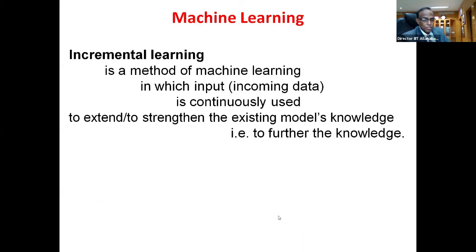Okay, machine learning obviously can be incremental. Incremental learning goes step by step. Like I told you, with experience, the level of learning improves. So with experience, your knowledge level also goes on improving. That's what is incrementally it gets expanded. So incremental learning is a method of machine learning to which input is continuously used. As and when the input becomes available, more and more input would become available, more and more knowledge we will gain. So that is what is incremental learning.